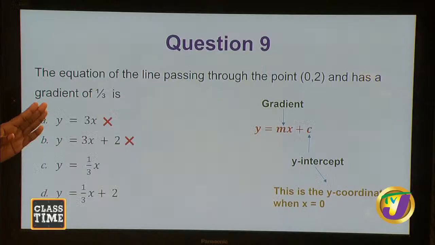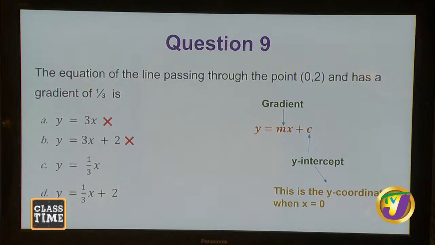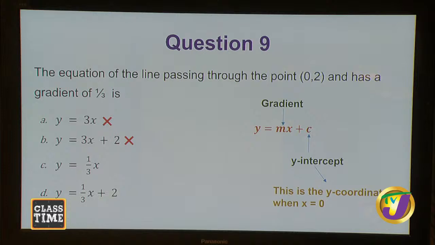So let's double back to our point in the question. We're looking at this point right here. What's the x value there? 0. What's the y value there? 2. Therefore, when I look at my equation, where c is supposed to be, I should see a value of positive 2. So let's look now. From there, we can clearly select our correct answer, which is D. There you go. That was pretty easy. Not bad. Let's continue.